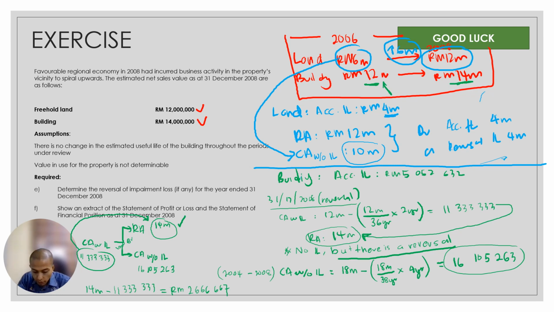So how to do the reversal? Debit accumulated impairment loss, credit reversal of impairment loss, 2,666,667 each. So basically, this is it. Try to understand the flow first, and then do the tutorial. So that's it. Thank you.